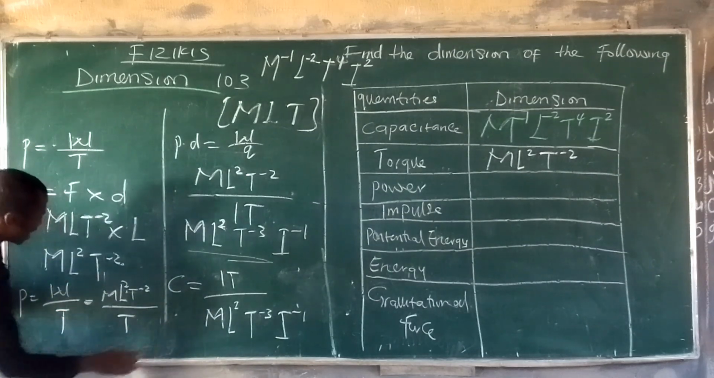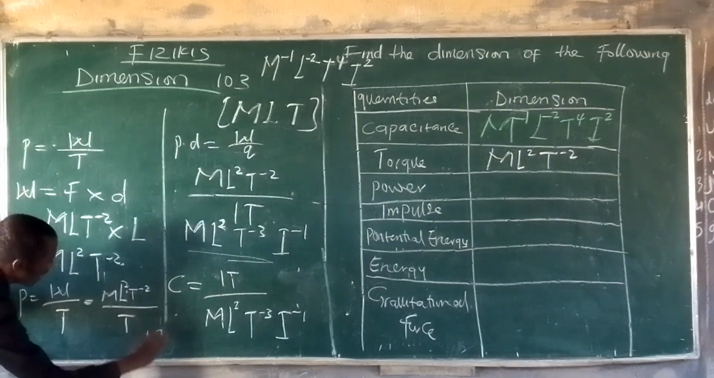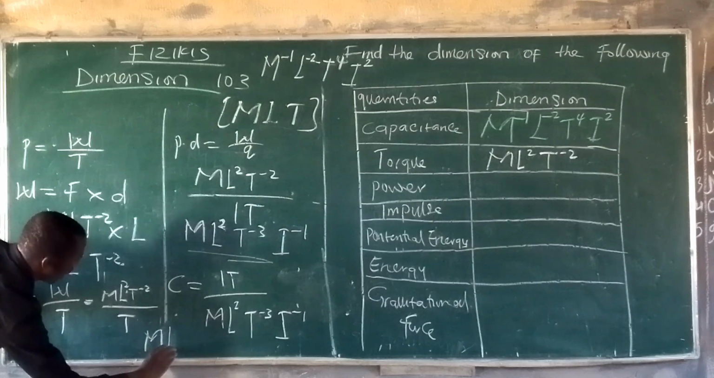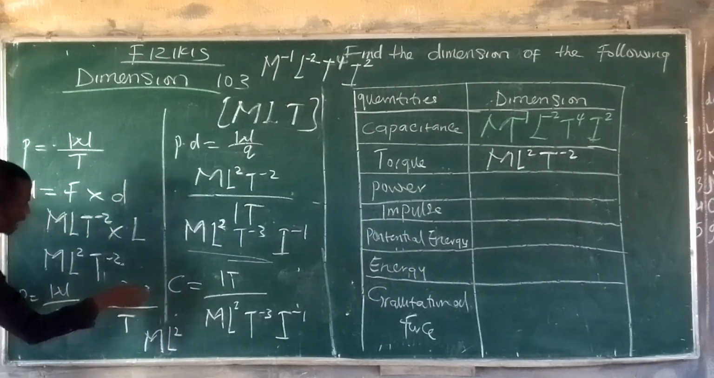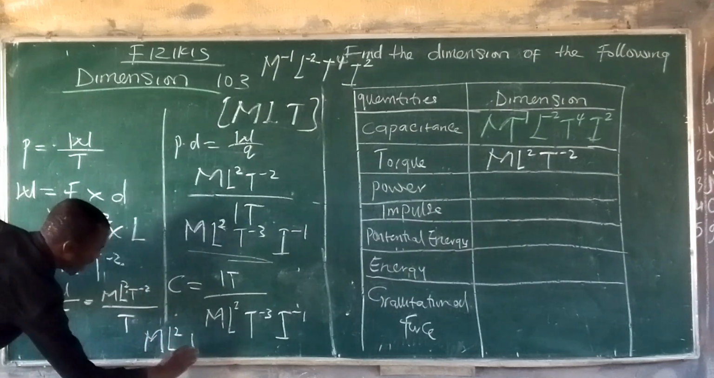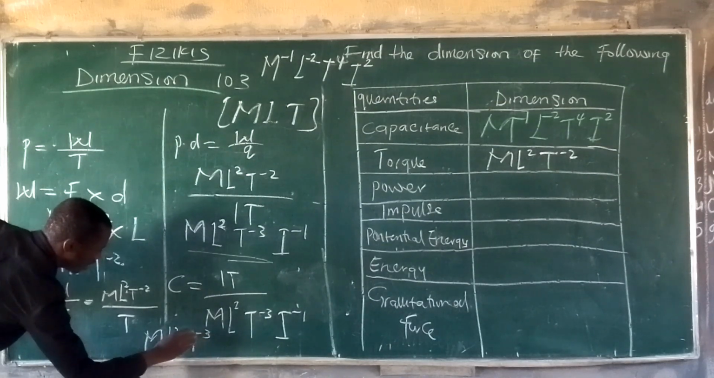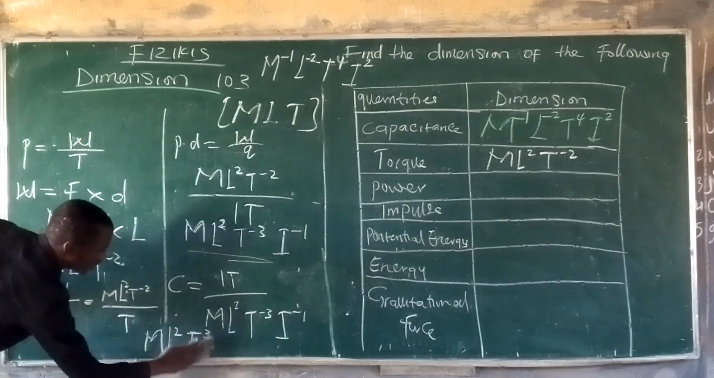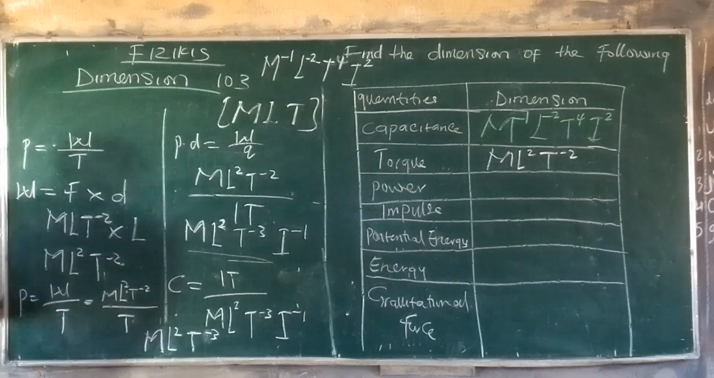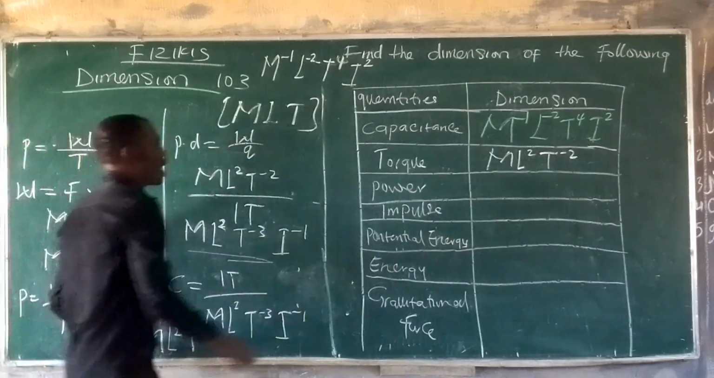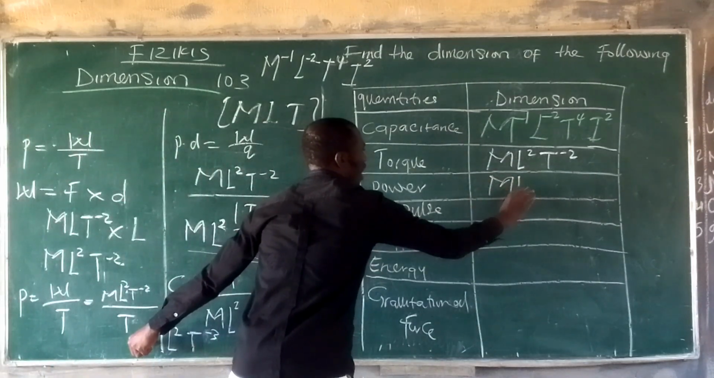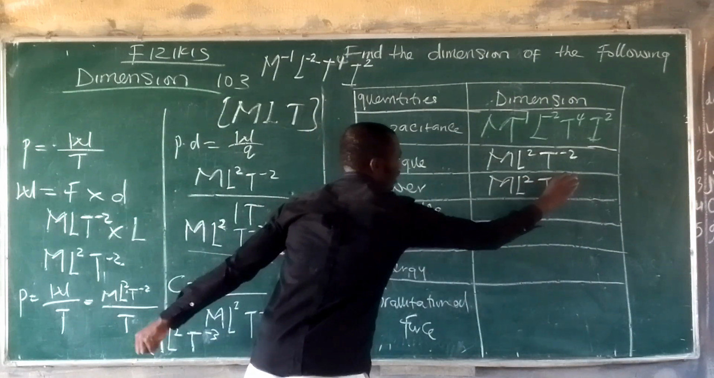Now, what we're going to have as the dimension for power is m, L squared, and then t to the power of minus 2 minus 1, that is minus 3. Alright? That is minus 3. Let me put it there. So this is the dimension for power: m L^2 t^-3.